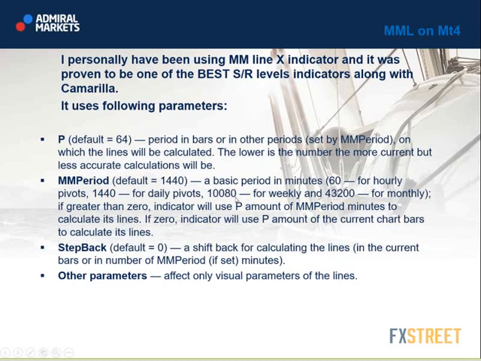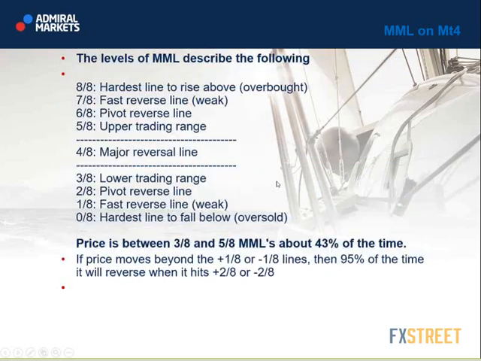10080. Remember this, 10080. Now these are the levels of Murrey lines, and they describe the following. The hardest line to rise above is called 8-8. 8-8 is very hard to break. You should remember this. If the price goes above 8-8, there is a big chance that it will test plus 1-8 or plus 2-8.